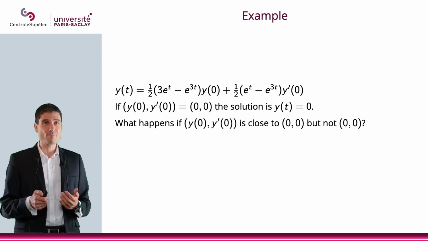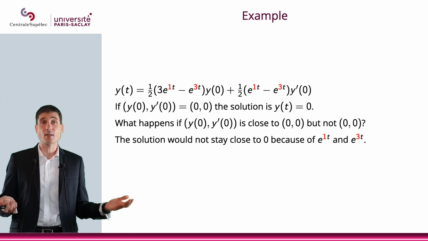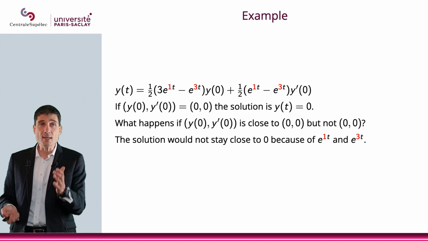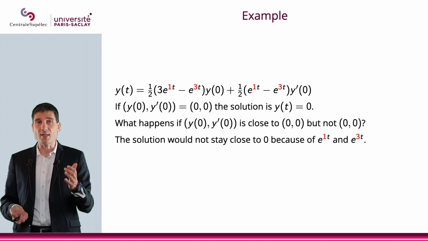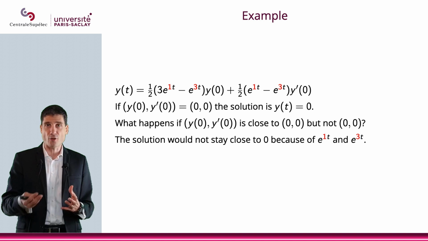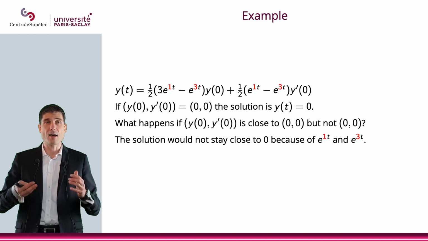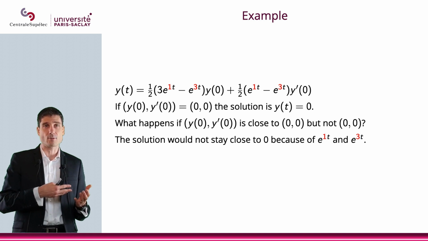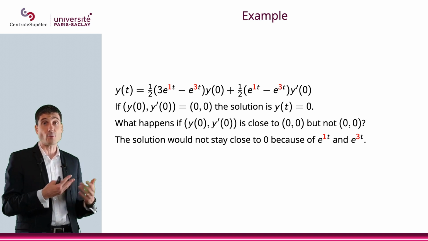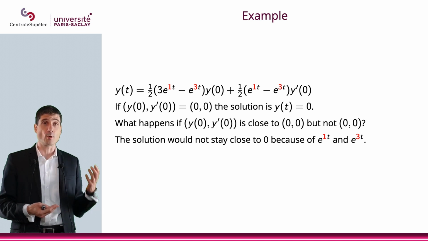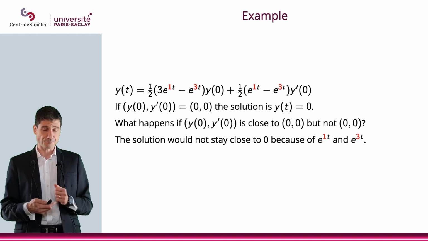Well, what would happen is that the solution would not stay close to 0. And the reason is the 1 and the 3, the exponential t and the exponential 3t. This is the reason why, obviously, if y of 0 is not 0 and y prime of 0 is not 0, then that will blow up, okay? So it will not stay close to the stationary solution.